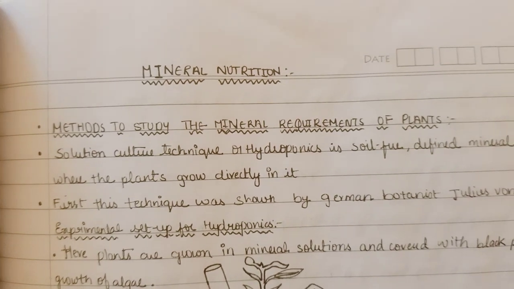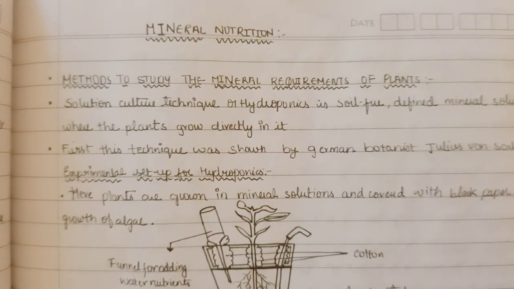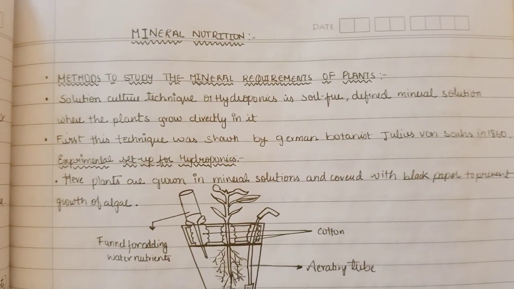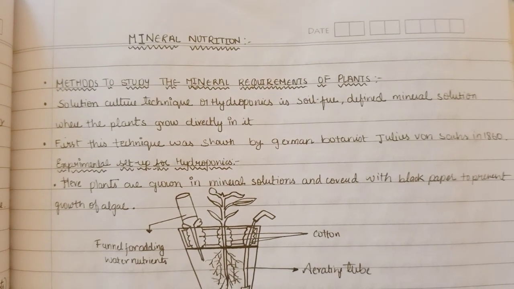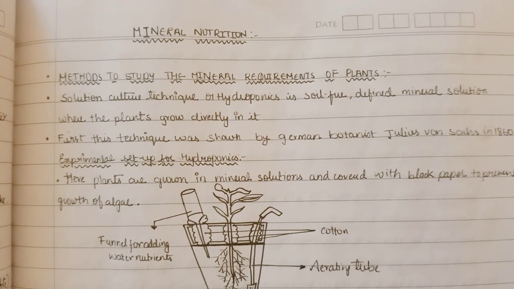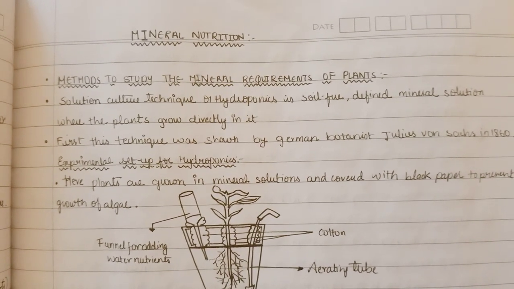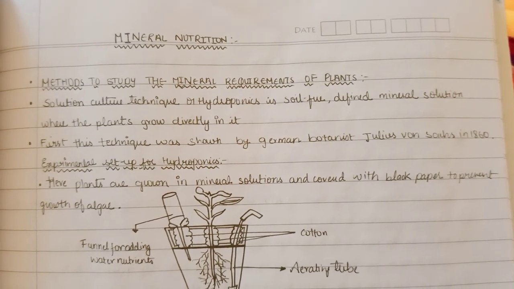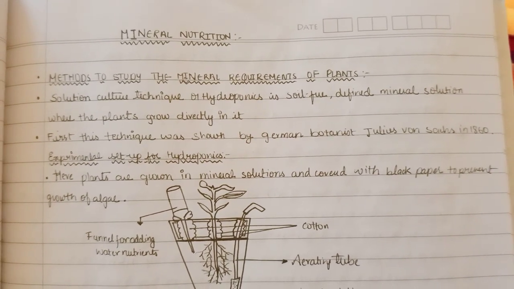Today, let us start with the chapter Mineral Nutrition. Methods to study the mineral requirements of plants. Solution culture technique, or hydroponics, is a soil-free, defined mineral solution where the plants grow directly in it without soil requirement. First, this technique was shown by German botanist Julius von Sachs in 1860.